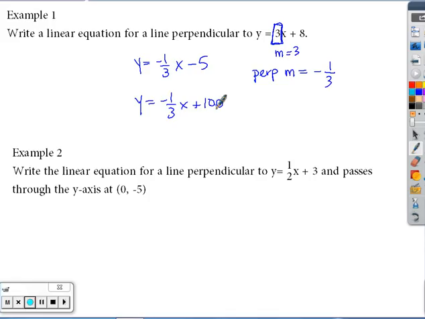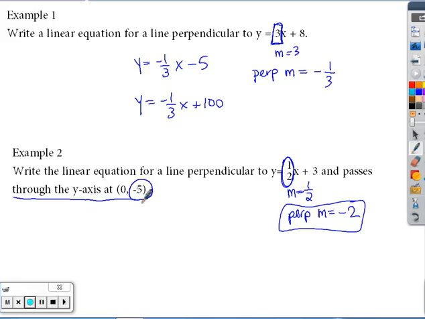Number 2 gives me some more information. I have a slope of 1/2 for this equation. So my perpendicular slope is going to be the opposite, so negative, because this one's positive, and the reciprocal, 2/1. So here's my m. Over here passes through the y-axis at 0, -5. So y-intercept of -5, so that's a b. I'm going to use slope-intercept form, y equals -2x minus 5, because I had the slope and I have the intercept.